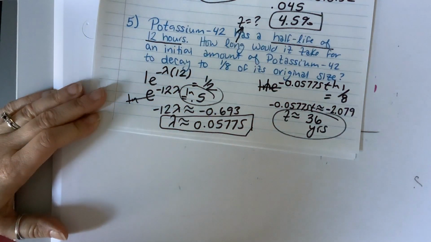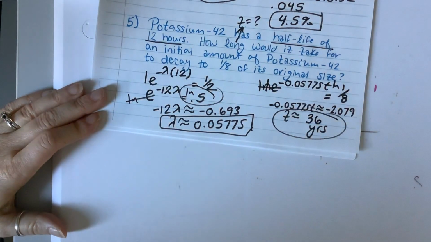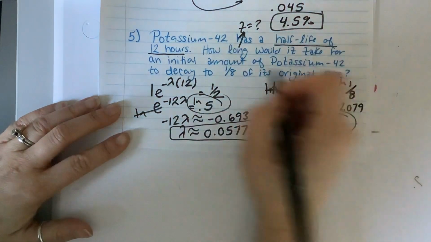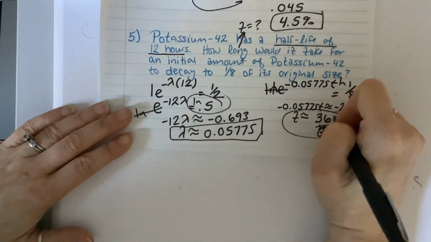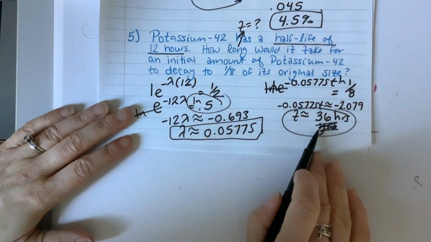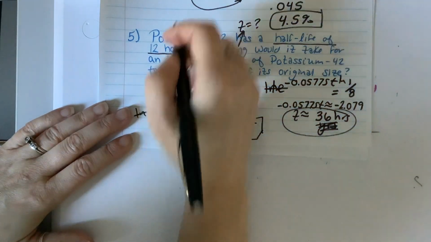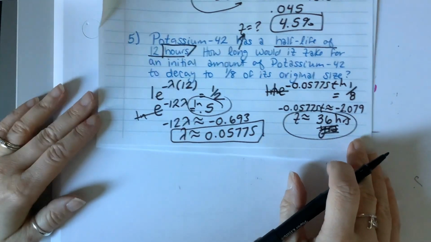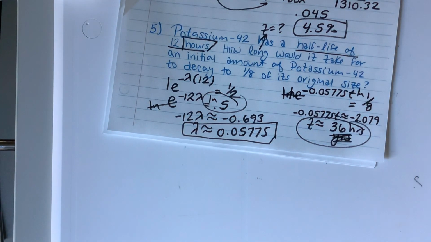See, last night I got 35.9. It's hours. Oh, yeah, thank you. Make sure you check. I was just testing you. I'm just kidding. It is hours. Make sure that when you label, it goes with what the half-life is. That was my bad. It would take 36 hours. So if you had 1 gram, in 36 hours you would be down to just 1/8. That's how fast potassium would decay.